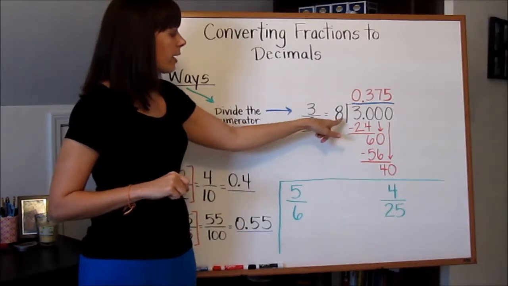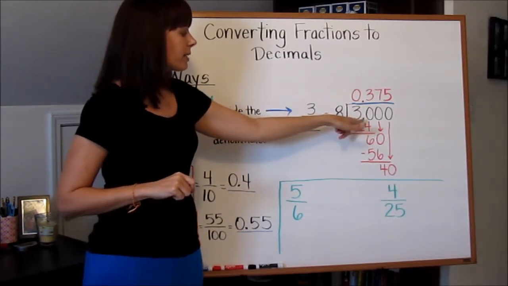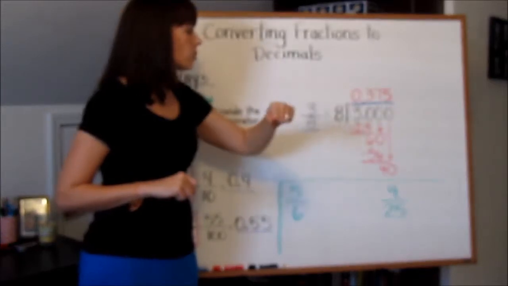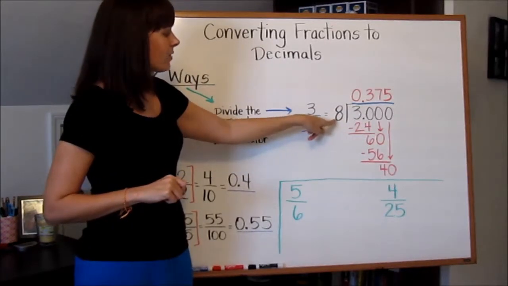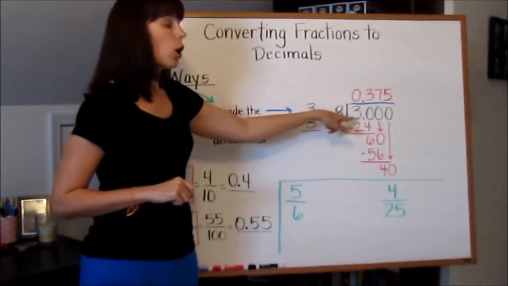So that's what I did here. I had 3, and so I added a decimal point and then some zeros after the 3. And I divided 8 into 3. Well, 8 doesn't go into 3.